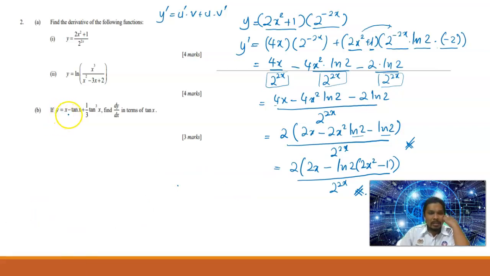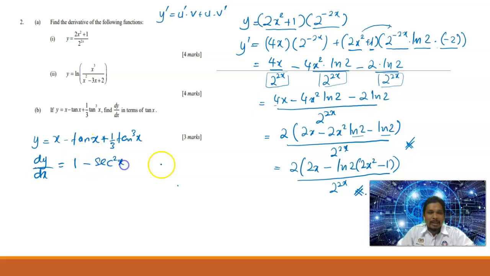Okay, y equal to x minus tangent x plus 1 over 3 tangent cube x. Find dy/dx in terms of tangent x. So this one here, y equal to x minus tangent x plus 1 over 3 tangent cube x. So then dy/dx equal to differentiate of x equal to 1. Differentiate tangent gives secant square x, plus 1 over 3 is a constant.